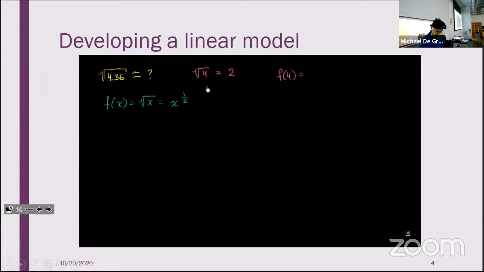We know that f of 4 is the square root of 4, which is equal to 2, or the principal root of 4, which is equal to positive 2. And what we want to figure out is what f of 4.36 is equal to. This is just another way of framing the exact same question that we started off this video with.